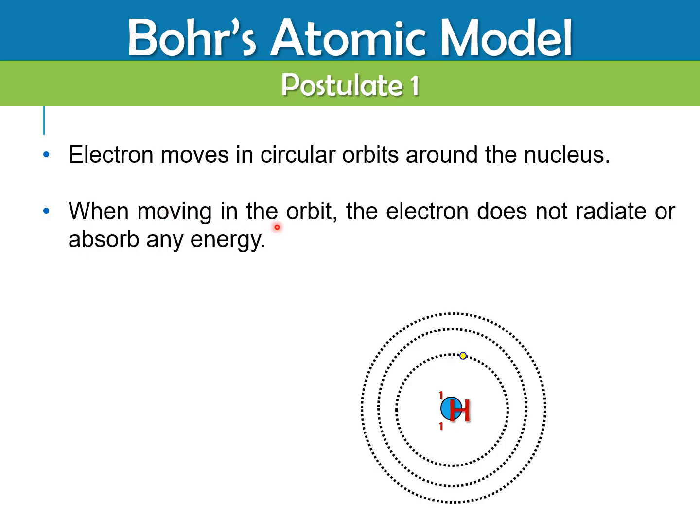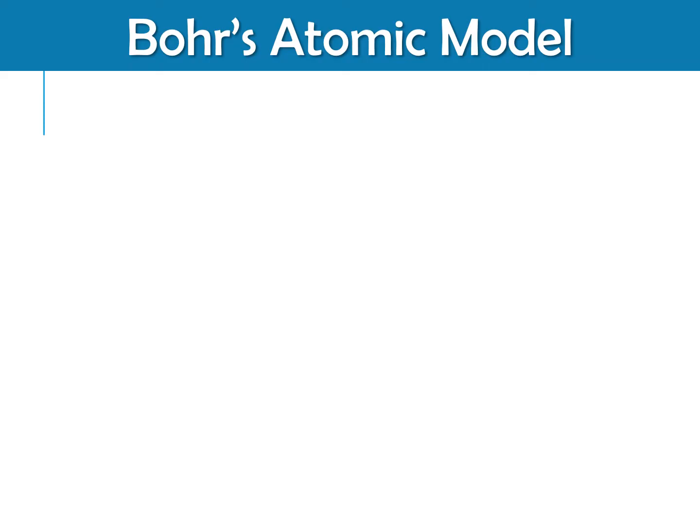When moving in the orbit, the electron does not radiate or absorb any energy. That means, masa dia bergerak mengelilingi nukleus ni, elektron tu dia tak memancarkan apa-apa tenaga dan tak menyerap apa-apa tenaga.